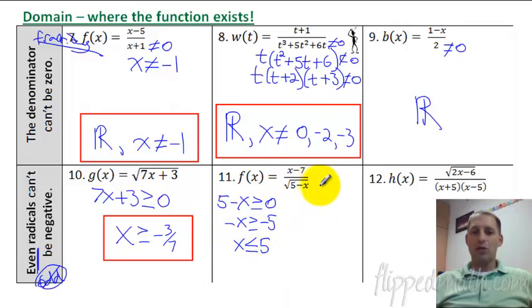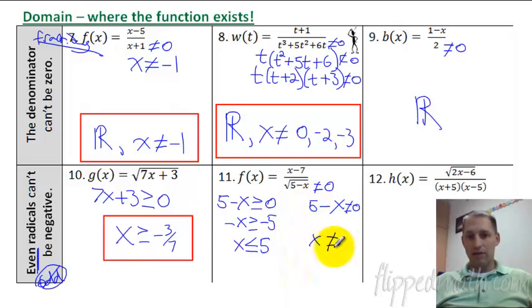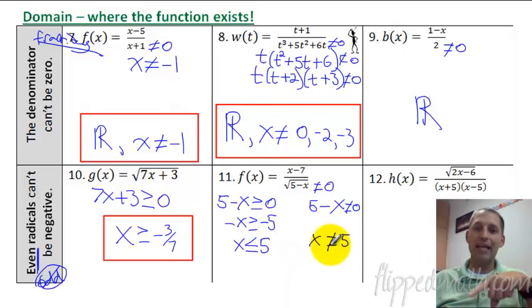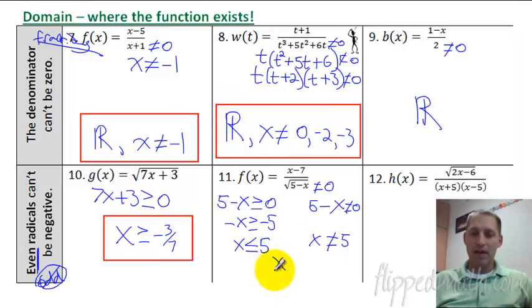But then we also have a situation where this thing can't equal 0. So we go back up to where we were looking at denominators, and you square both sides. You get 5 minus x cannot equal 0. Solving this, you get x cannot equal 5. So you have these two statements, and you have to take the most restrictive part. x has to be less than or equal to 5, but it also can't equal 5. So the answer is x is less than 5.